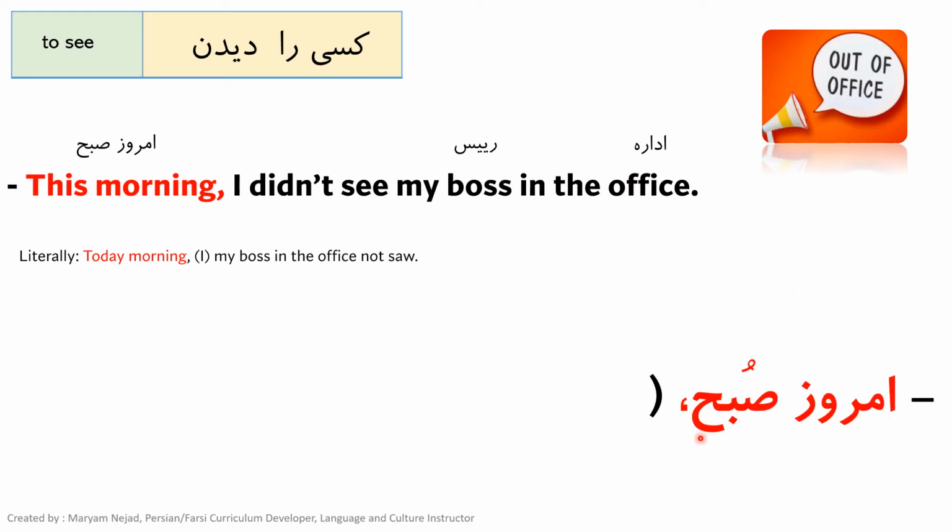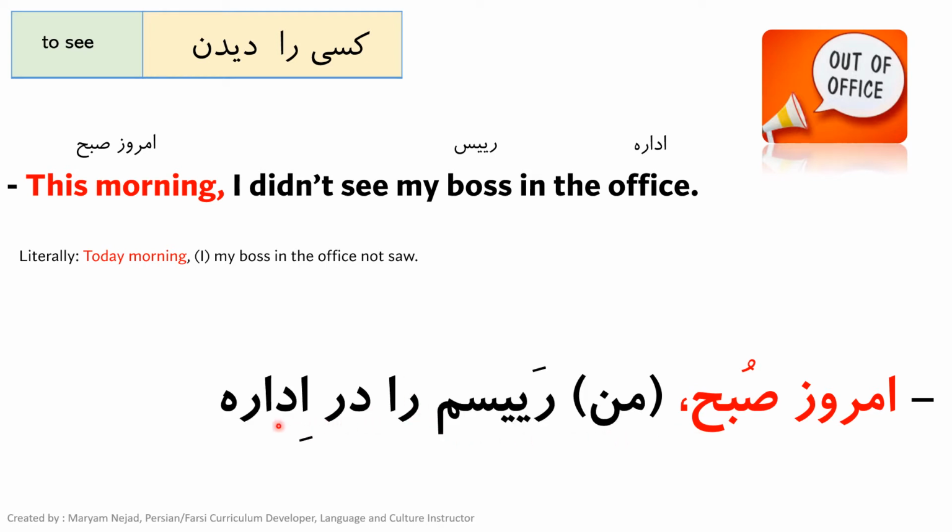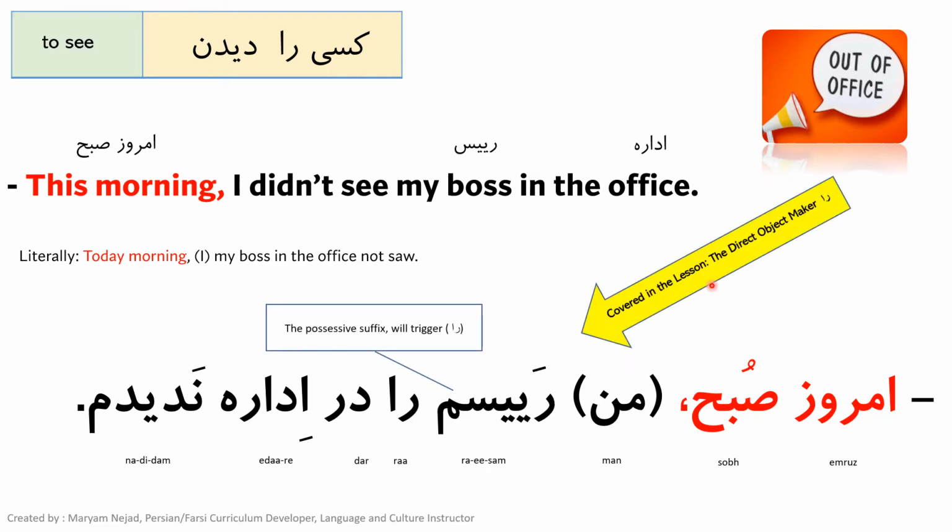امروز صبح من رئیسم را در اداره ندیدم. One more time. امروز صبح من رئیسم را در اداره ندیدم. So here remember again رئیسم, because it has the possessive suffix, it will trigger را. We are not talking about any boss, we're talking about my boss, so the direct object will be specific, so it will trigger را. We have learned this in the lesson, what makes the direct object take را.